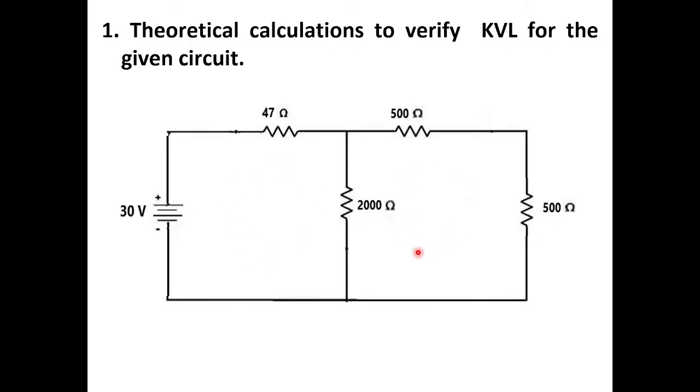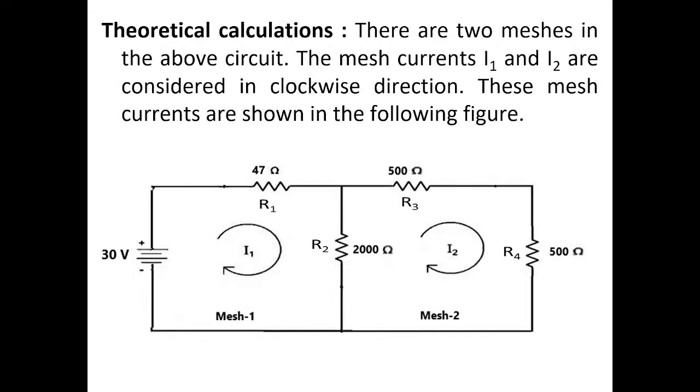I'll show you another slide in which I have drawn the mesh currents. So you can see here, this is one closed path and this is another closed path. This closed path you call mesh 1, and this closed path you call mesh 2. So what is meant by a closed path? You can see a voltage source of 30 volts.